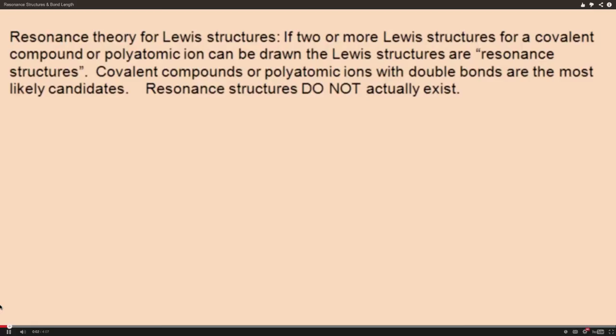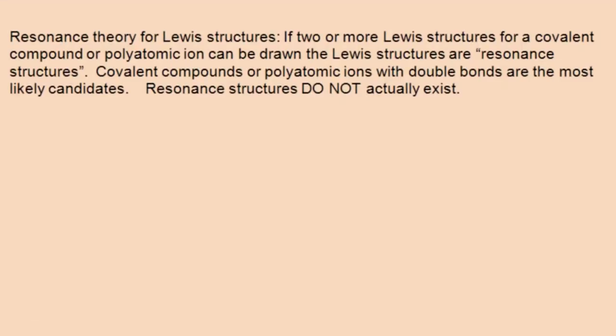In this video, I'd like to explain resonance theory for Lewis structures. If 2 or more Lewis structures for a covalent compound or a polyatomic ion can be drawn, those Lewis structures are so-called resonance structures. Covalent compounds or polyatomic ions with double bonds are the most likely candidates. Resonance structures do not actually exist. We draw resonance structures to help us rationalize experimental data, in particular bond length.